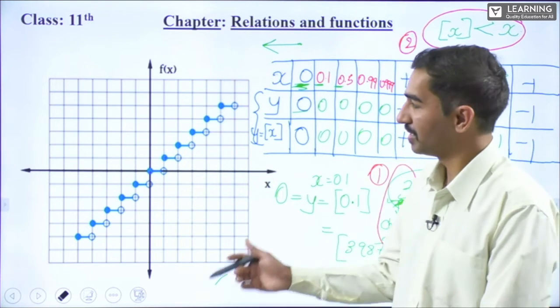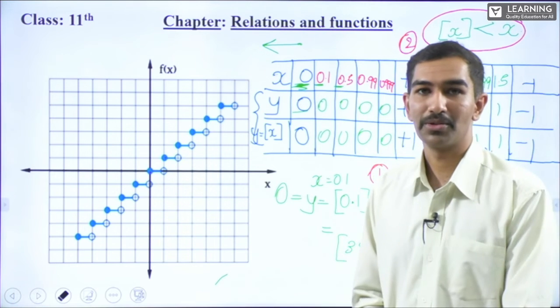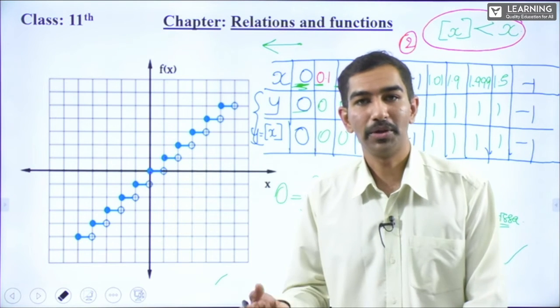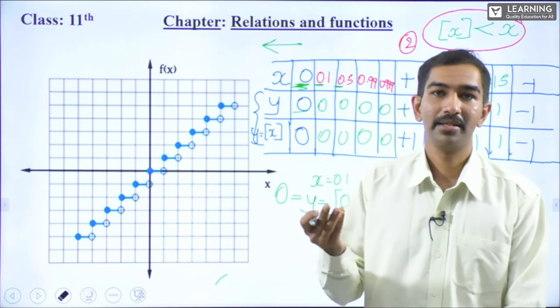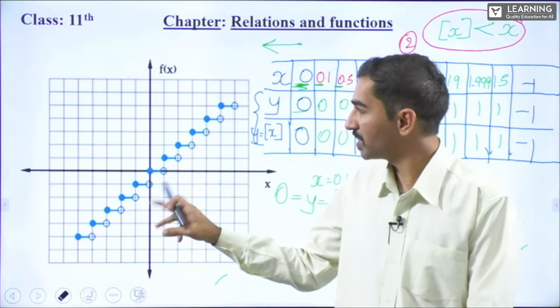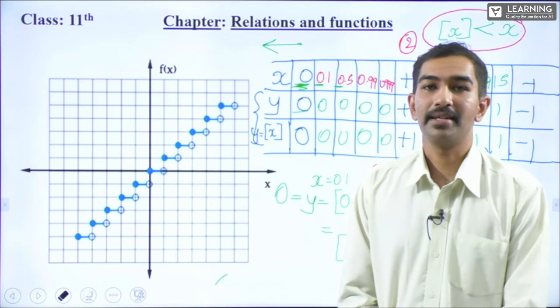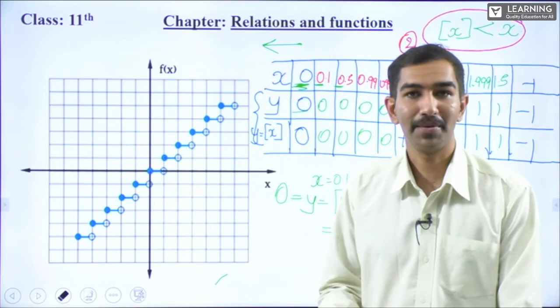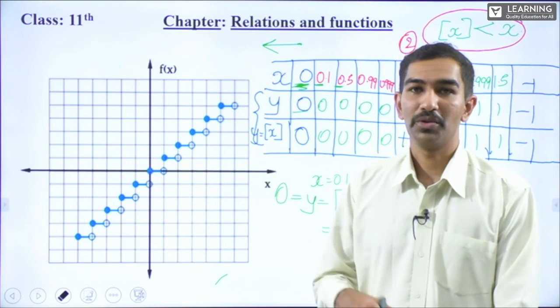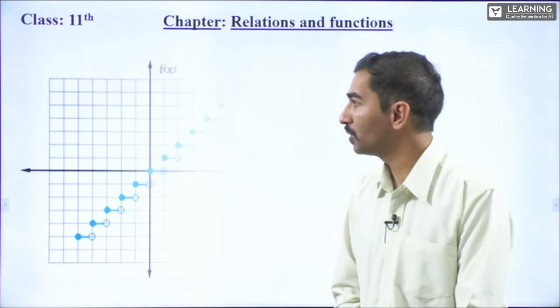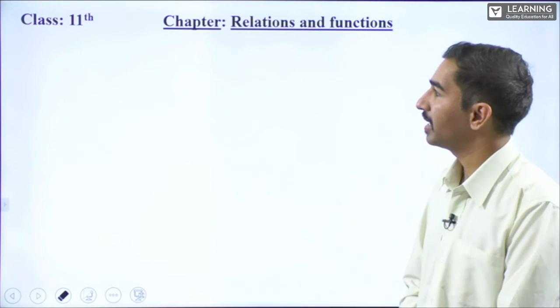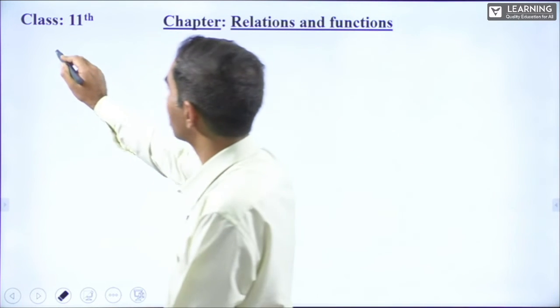So this is the end of types of functions. What we saw today was the greatest integer function, as well as, previous to this one, the signum function. Understood? So totally we have studied 7 different types of functions. We'll have a quick summary on that as well. Before we do that, we'll go to the next topic, which is called algebra of functions.